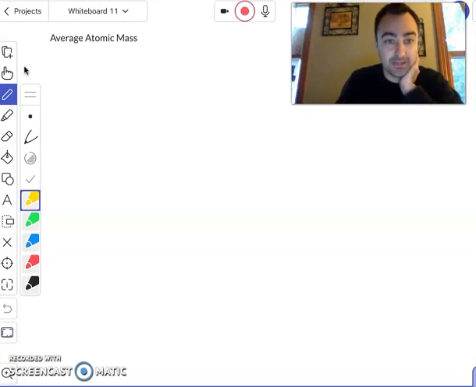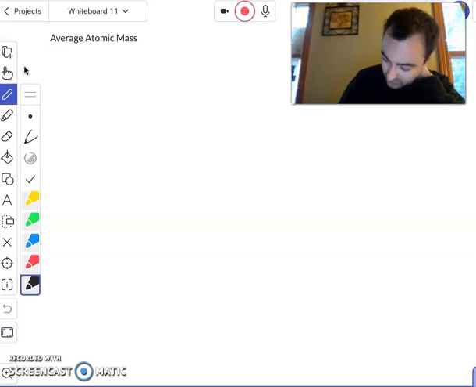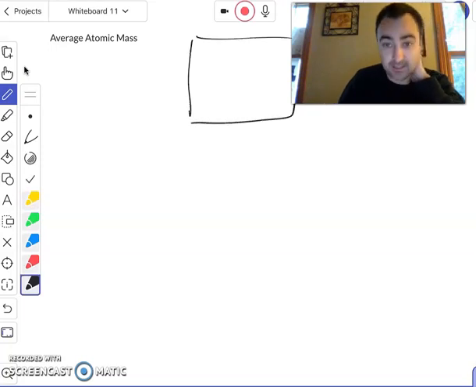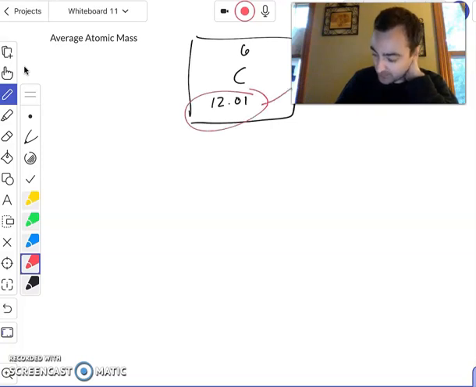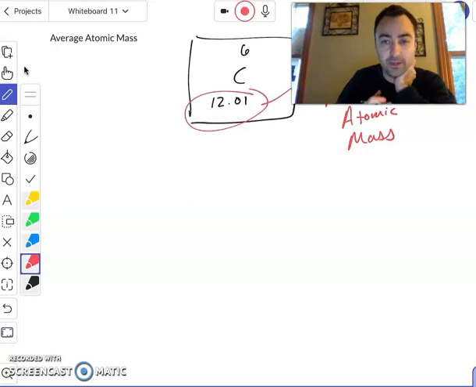the average atomic mass. So when you have the box that talks about carbon, at the top is the atomic number of 6. But at the bottom it has this decimal number of 12.01. This number down here is the average atomic mass. So the way to calculate the average atomic mass is to take all of the atoms of that element and get the average of the mass.